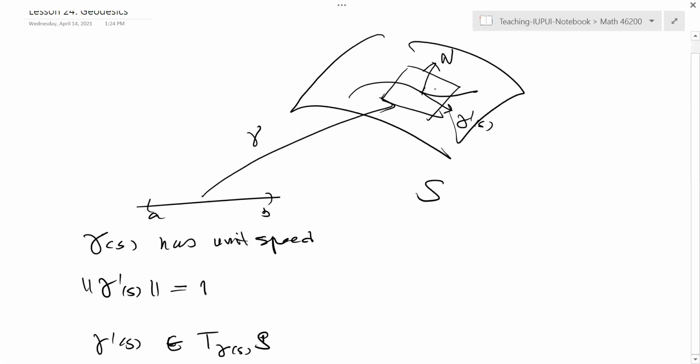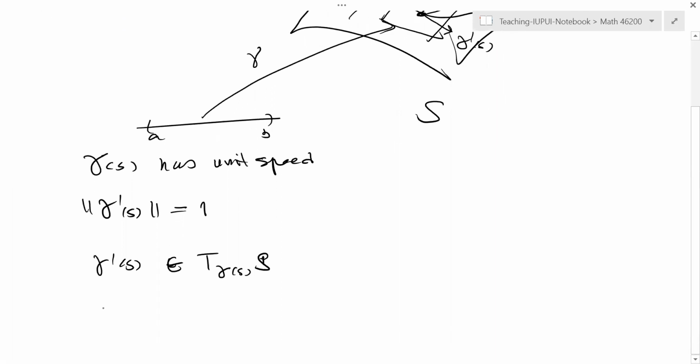So then you can get a frame, that's called n cross gamma prime. So you have an orthogonal frame around this curve on the surface. There's a natural orthogonal frame there. Any vector can be a linear combination of those three vectors. Now let's take a look at the derivative.